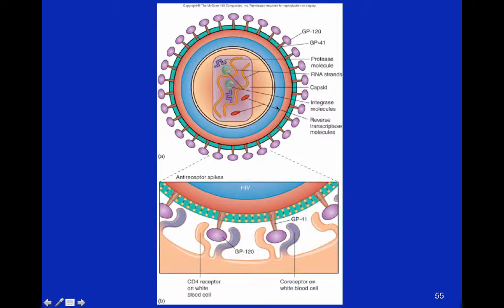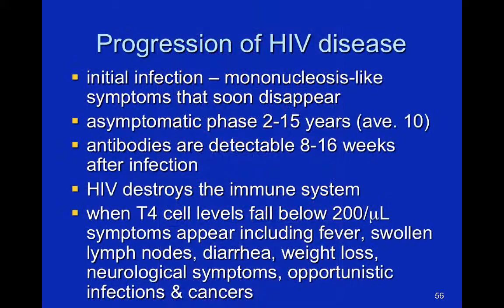So this is a cartoon image here. The main components that you should remember are the spikes, its RNA genome, and its envelope. Reverse transcriptase, integrase, and protease are important enzymes that are necessary for its replication cycle. So there are 3 stages. In the initial stage, usually people don't have symptoms.